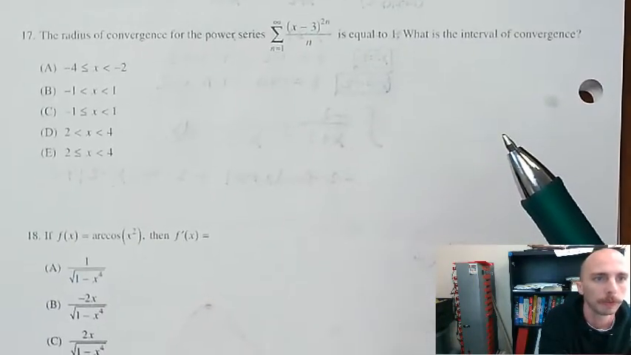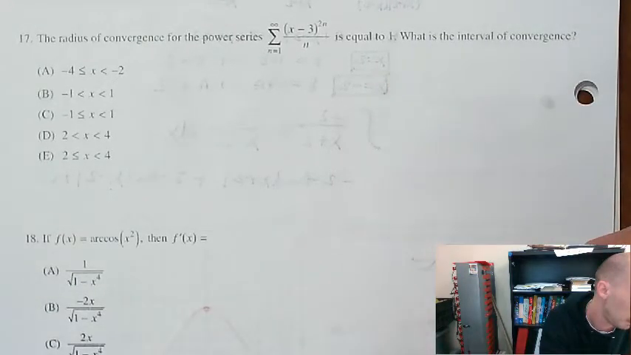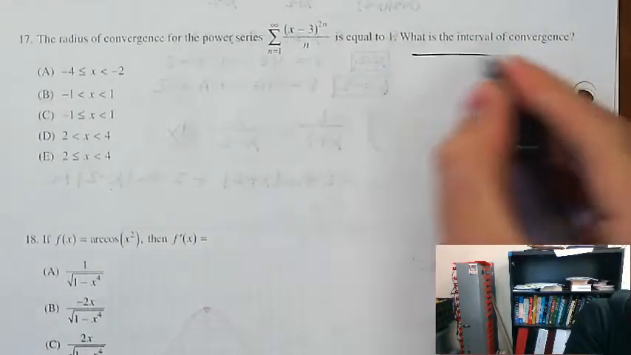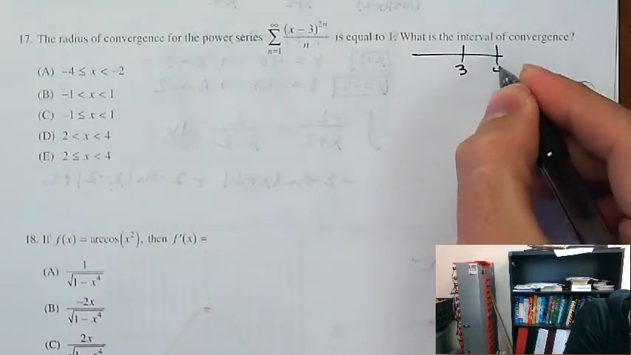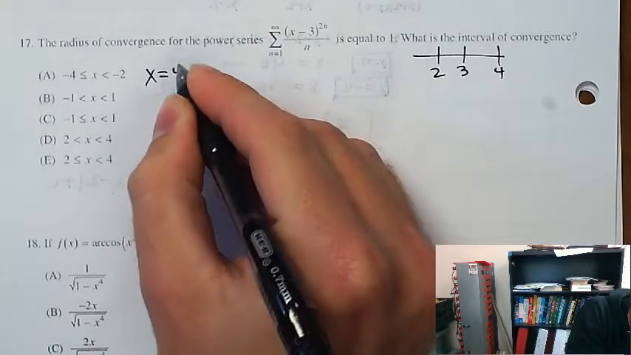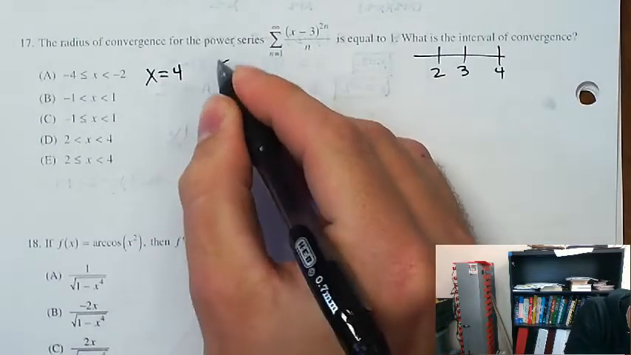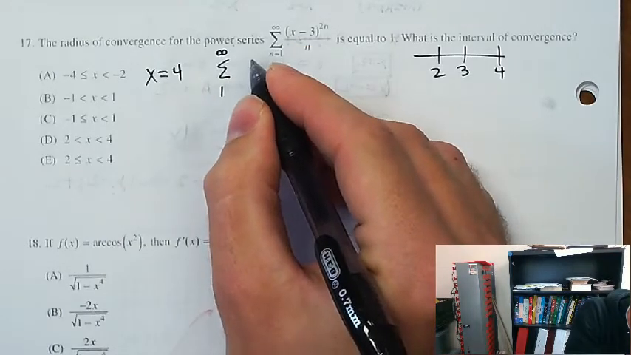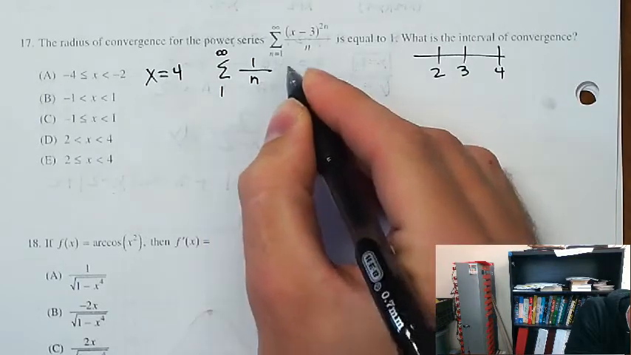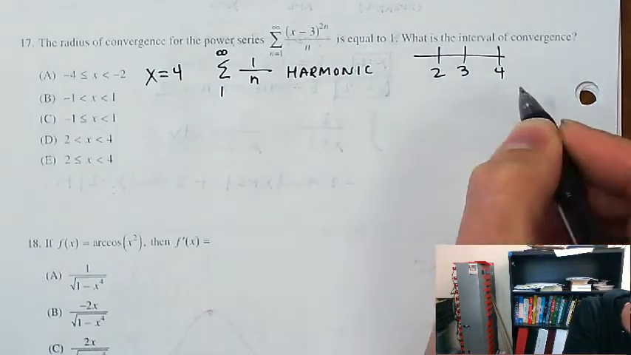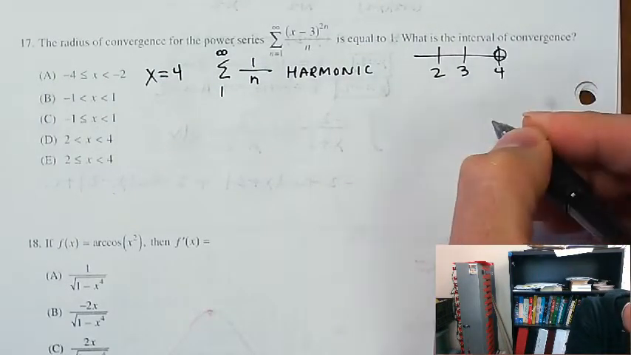Right, the radius of convergence for the power series is equal to 1. What's the interval of convergence? Okay, so that's where we're just going to plug in. It's centered at x equals 3. The radius is 1, so it's going to go up to 4 and back to 2. So I'm going to try x equals 4. I'll be taking the sum from 1 to infinity. If 4 minus 3 is 1 to the 2n, any power of 1 is 1, so it's 1 over n. This is the harmonic series. We know it diverges. So it definitely does not converge at x equals 4.